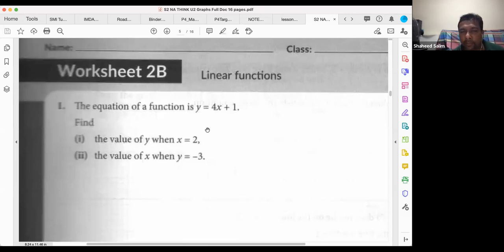So what do you put in? They say x is 2, so you put 2 here. Finish. And then 4 plus 1, this is equals to y. You just put in the value. Y equals 4x plus 1. You know what's x? What they tell you is 2. So 4 times 2 is 8, plus 1, 9. So the answer for question number 1 is 9.